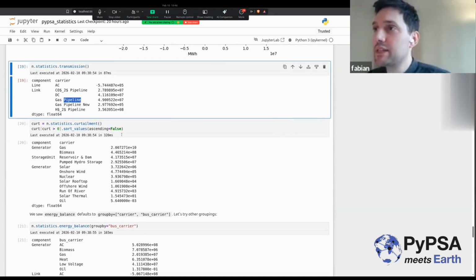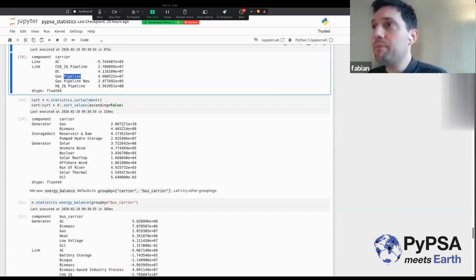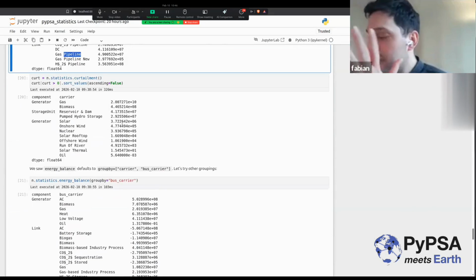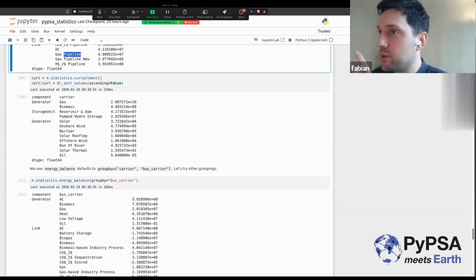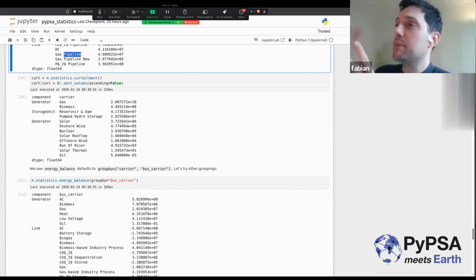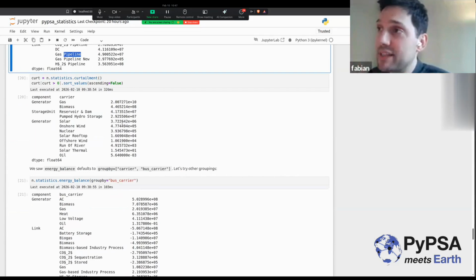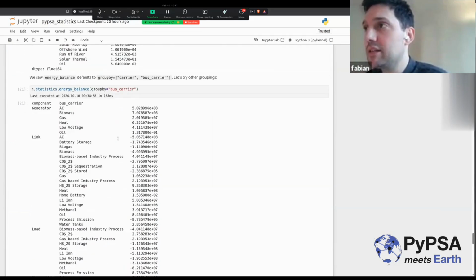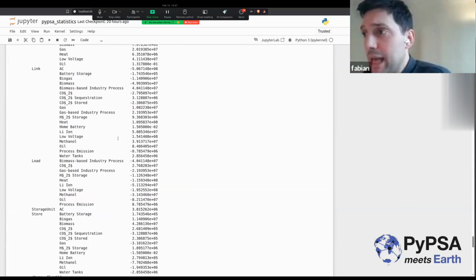Curtailment is also something that's interesting. You know that principle, but it's all doing that by itself. It's the difference between the dispatch and the optimal capacity or available capacity at a certain time, and this is counted as the curtailment. Here again, you can group by countries, carriers, whatever you think of.